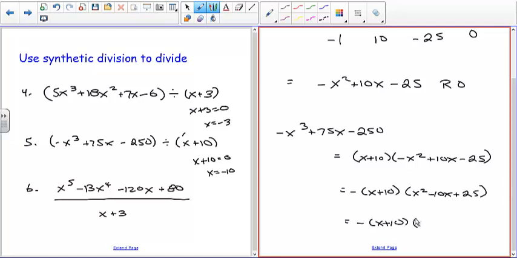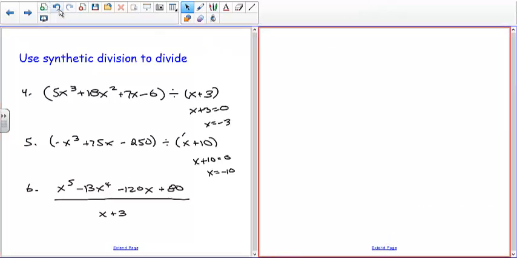And then this would be (x minus 5) quantity squared. So that would be this original thing factored. So it has zeros at negative 10 and positive 5. It has a multiplicity of roots at 5. Okay, and the last one.